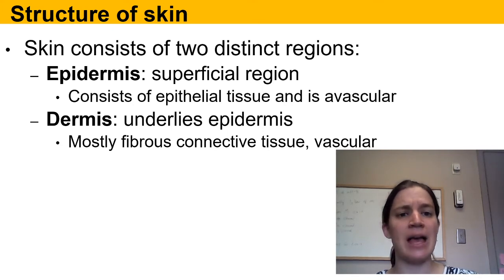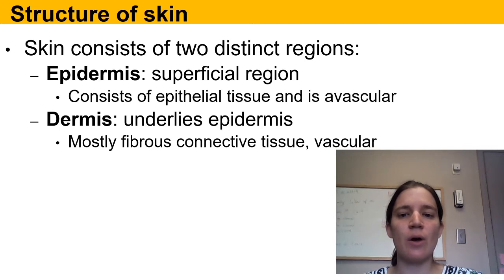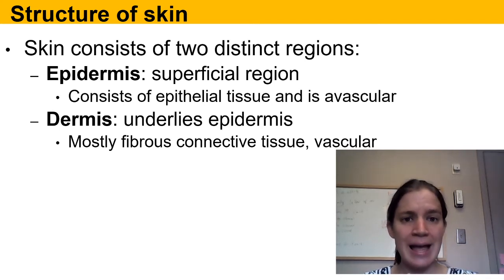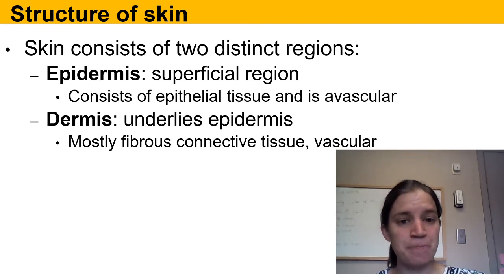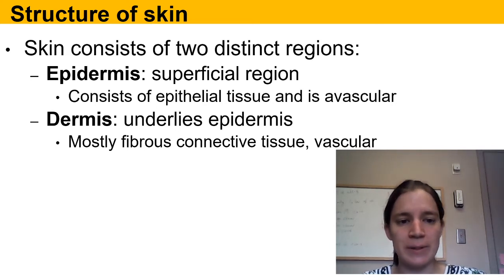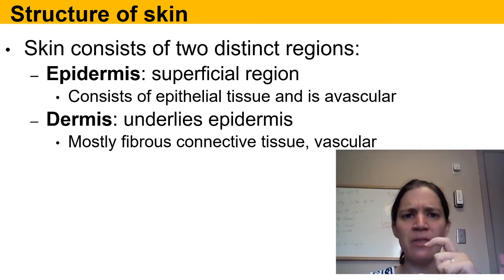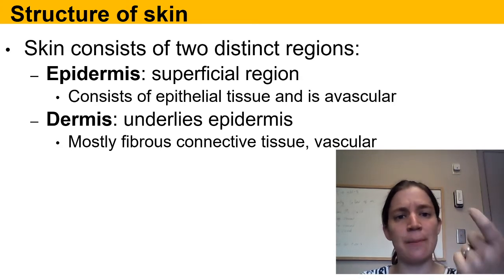Skin consists of the epidermis, which is the top upper layer. That's epithelial tissue, and it doesn't have blood vessels to it. The dermis is going to be lower. It's going to be underneath the epidermis. It's mostly connective tissue. It's got blood vessels to it. And together, that's skin. The organ of skin is the epidermis and the dermis.